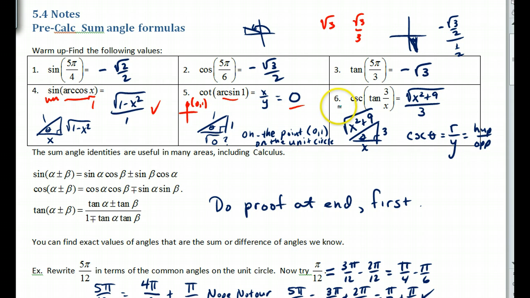Then number 6, if I build this with the insider information, this would be opposite over adjacent, so 3 over x. Find the hypotenuse, which would be the square root of x squared plus 9. And then I read off the outsider information. Cosecant would be the reciprocal of the sine. Sine is opposite over hypotenuse, so we get hypotenuse over opposite. So I get the square root of x squared plus 9 all over 3. I hope you were able to try those and do those.